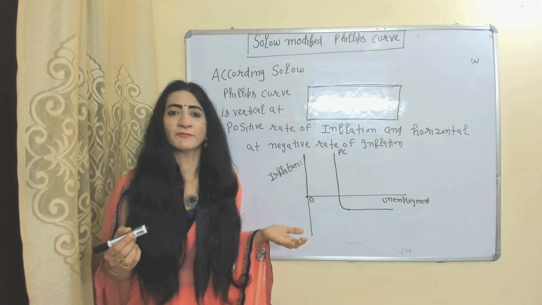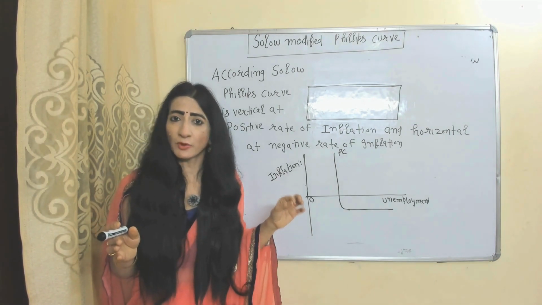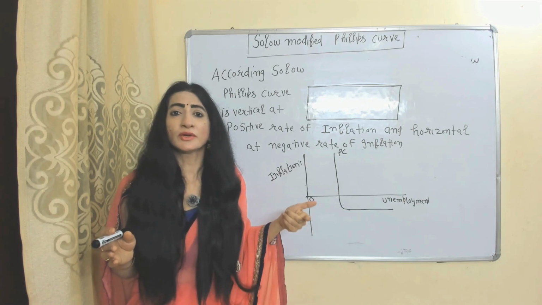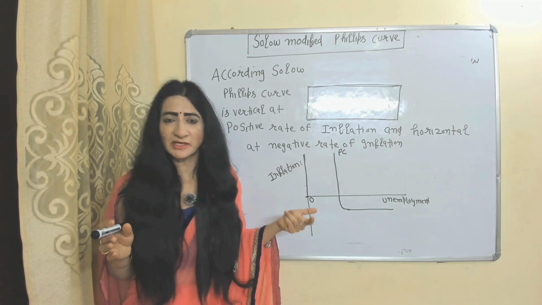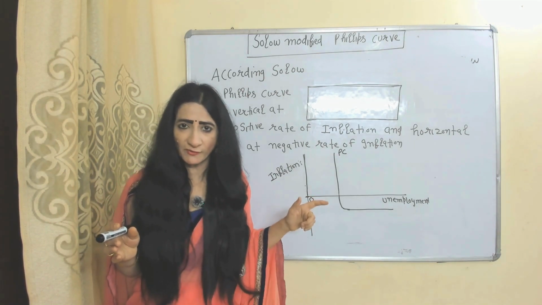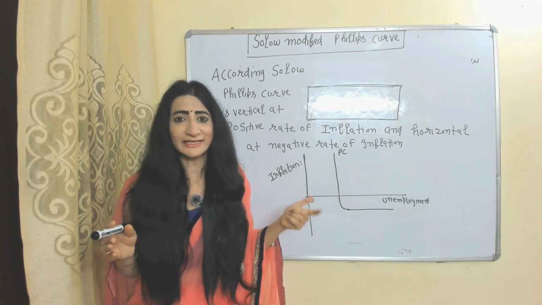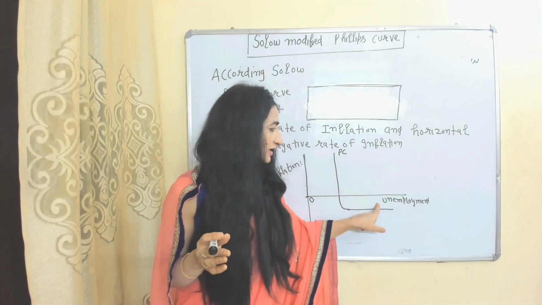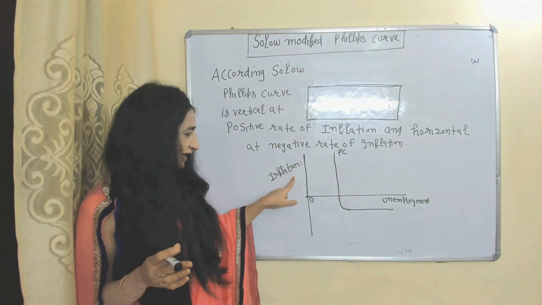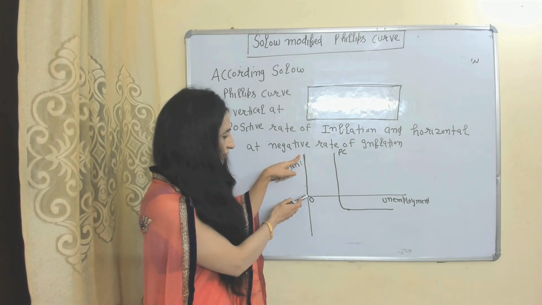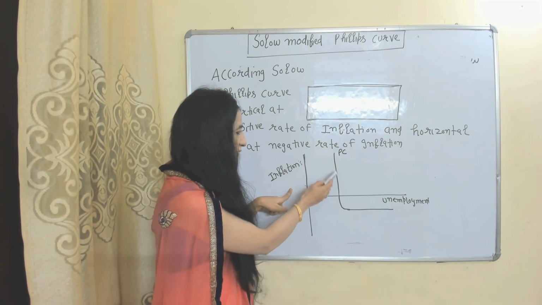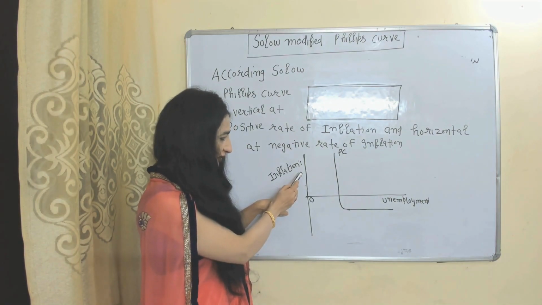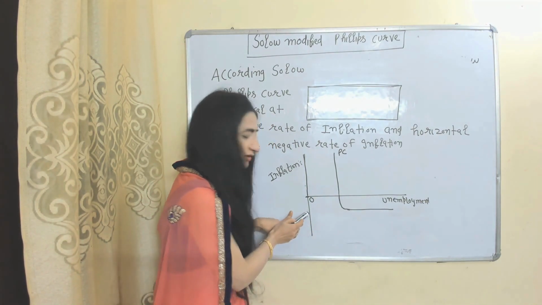According to Solow, Phillips curve is vertical at positive rate of inflation but horizontal at negative rate of inflation. Here we have unemployment rate and here we have inflation. This part shows positive rate of inflation. This part shows negative rate of inflation. Here you can see Phillips curve is vertical at positive rate of inflation but horizontal at negative rate of inflation.